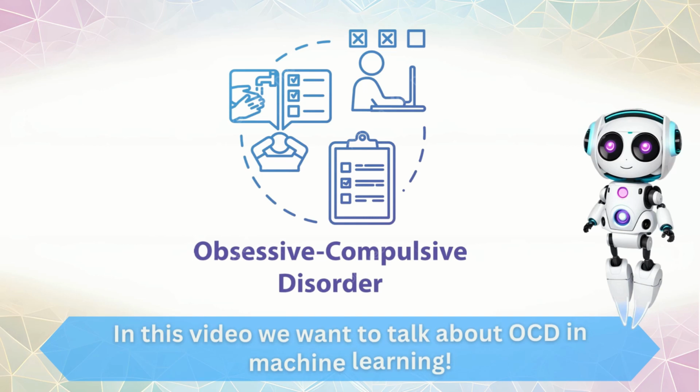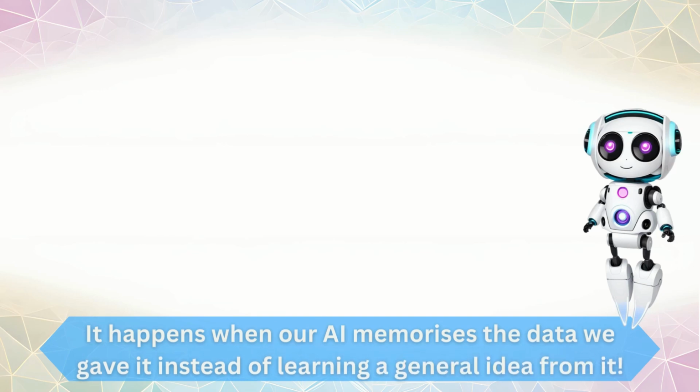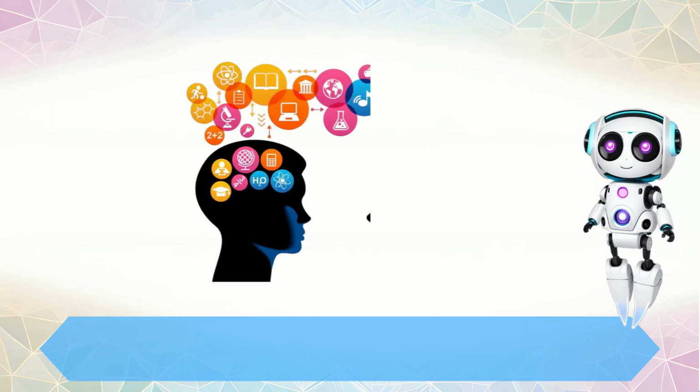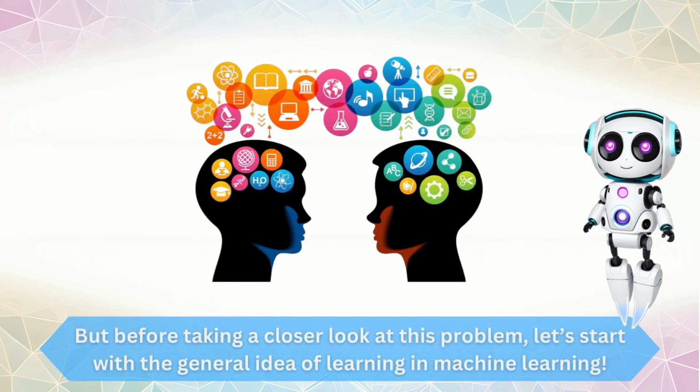In this video, we want to talk about OCD in machine learning. It happens when our AI memorizes the data we gave it instead of learning a general idea from it. But before taking a closer look at this problem, let's start with the general idea of learning in machine learning.